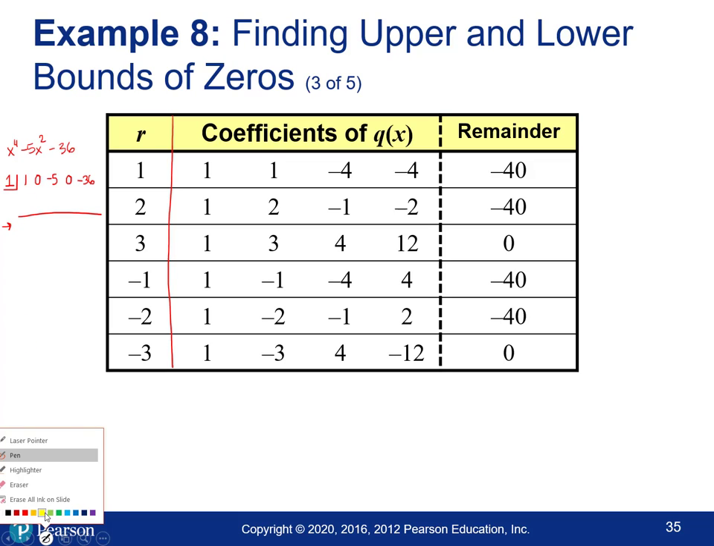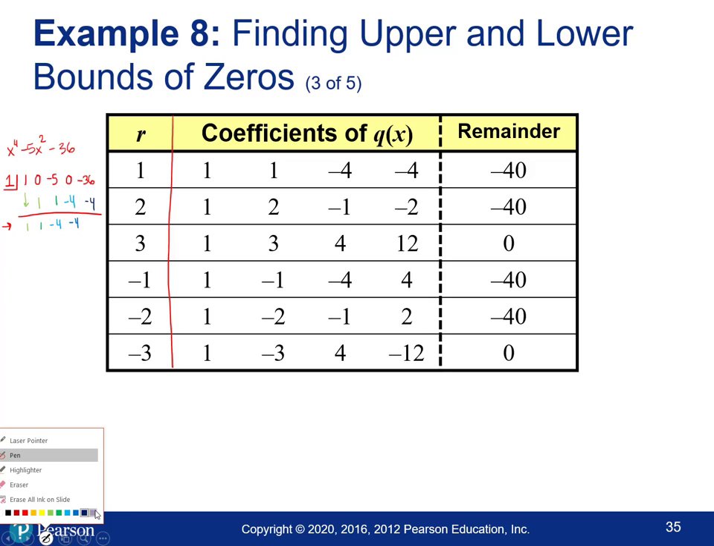So you have to just bring down your first number, and then you start multiplying. So 1 times 1 goes here, and then you add. So you say 0 plus 1, and then you multiply. 1 times 1 goes here, and then you add. Negative 5 plus 1 is negative 4. Then you multiply. 1 times negative 4 goes here, add those, you're going to get negative 4. And then last one, 1 times negative 4 is negative 4. Add those and we're going to get negative 40.